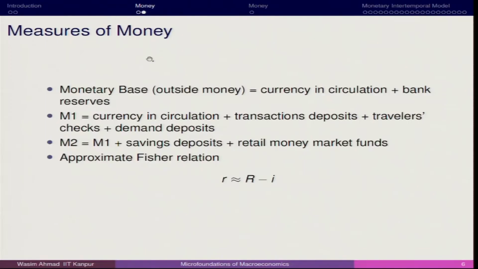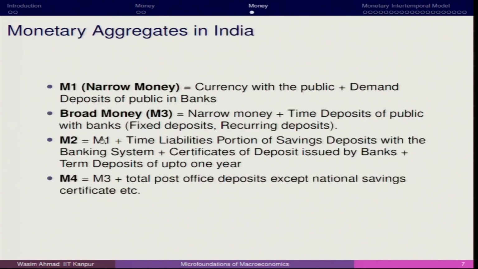So, different types of measures of money we have. This is for the case of the US, where we have the Fisher relation. Here we have r = R − i, which means that the real interest rate is nothing but the nominal interest rate minus inflation. So, this is what we have, the real interest rate. I will be talking more in terms of the Indian case.